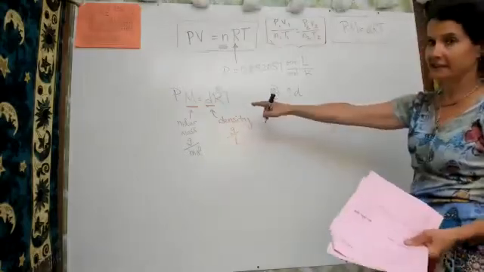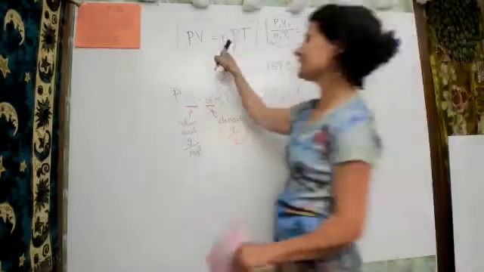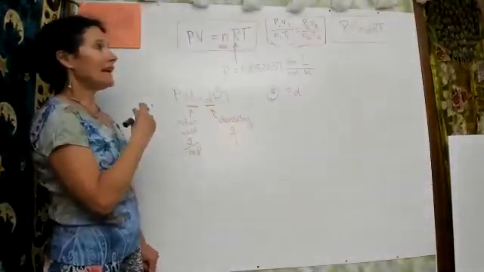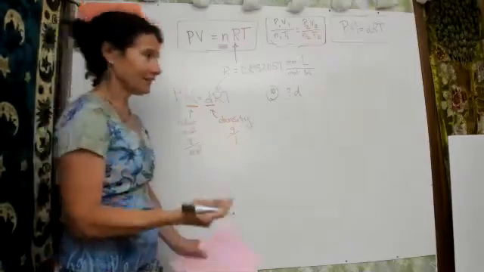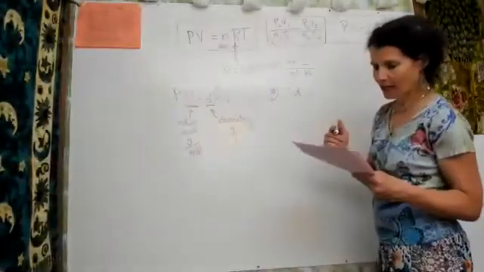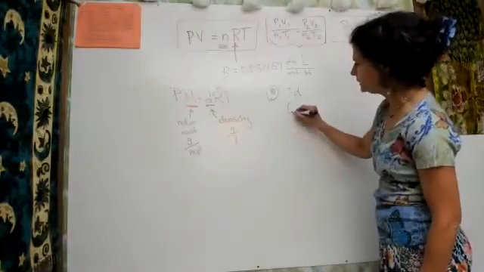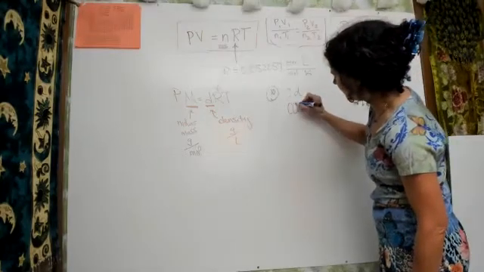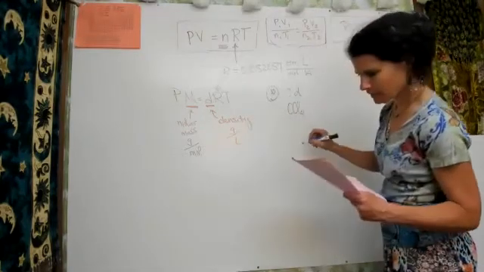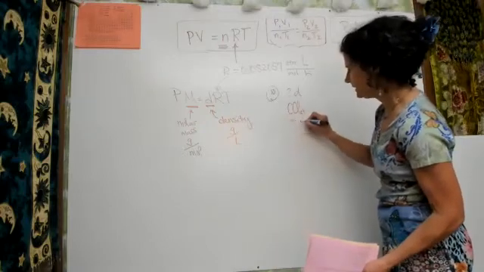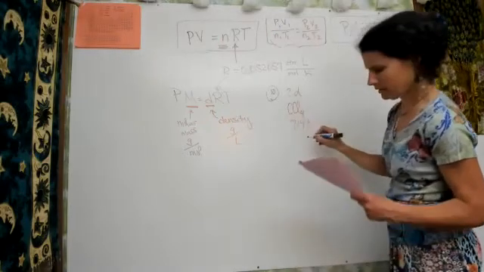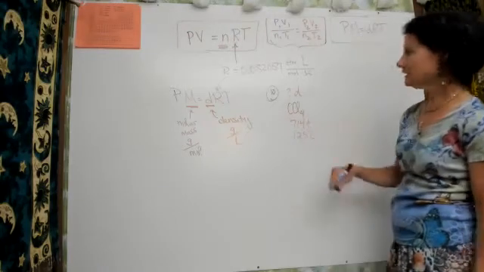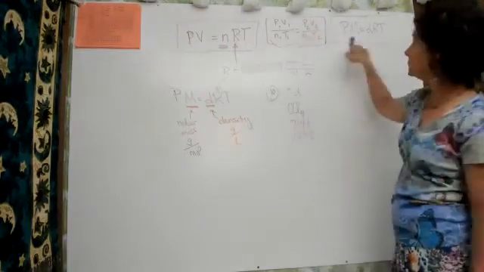So PM equals DRT. PV equals nRT doesn't directly solve for density, but if you have no idea, you can always do everything with PV equals nRT. And then it gives you carbon tetrachloride, which is a carbon with 4 chlorines. And it tells you you're at 714 torr, 125 degrees Celsius. So you would do PM equals DRT.